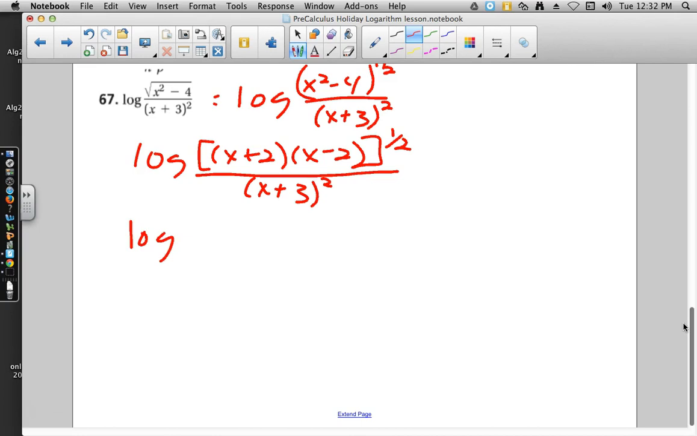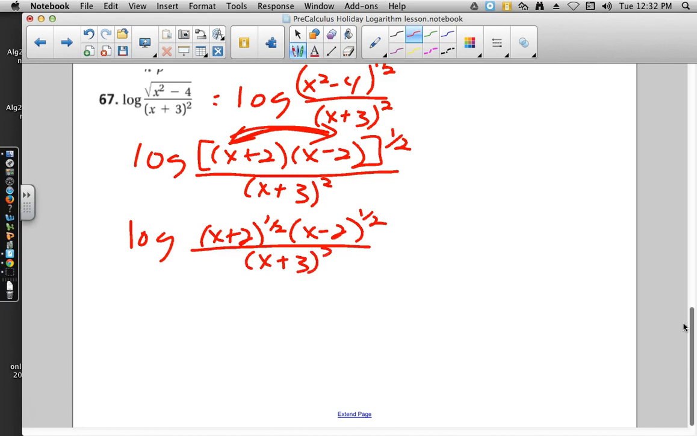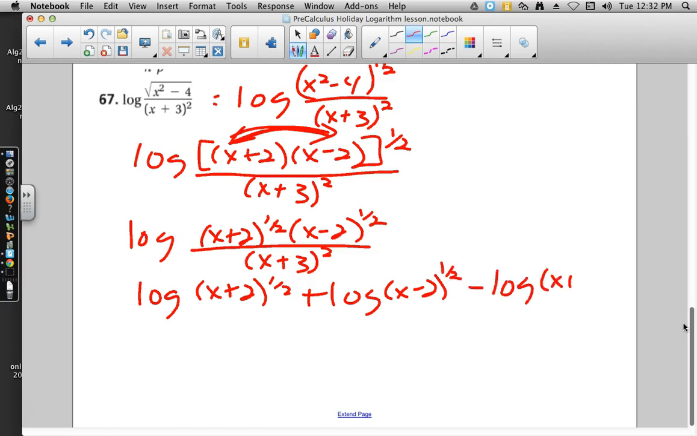So it will be the logarithm of x plus 2 to the 1/2, x minus 2 to the 1/2, and we can do that because we have multiplication here. Remember, we have parentheses telling us this is multiplication, over x plus 3 squared. And now we would separate this into multiplication and division, and multiplication is addition in logarithm language. So the logarithm of x plus 2 to the 1/2 plus the logarithm of x minus 2 to the 1/2, and then of course we're only dividing by the x plus 3 squared in our denominator.